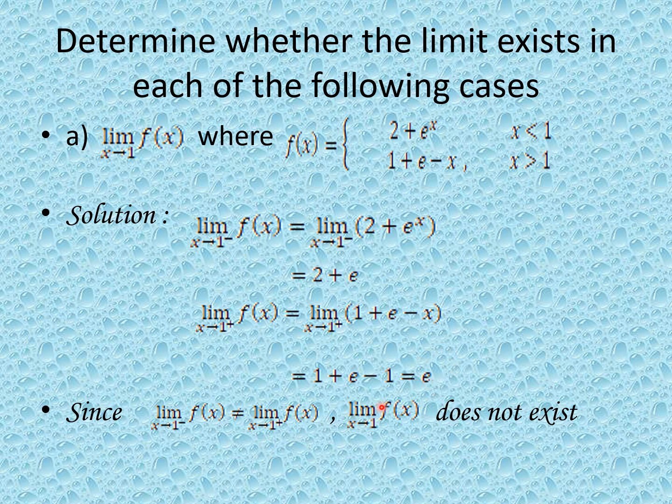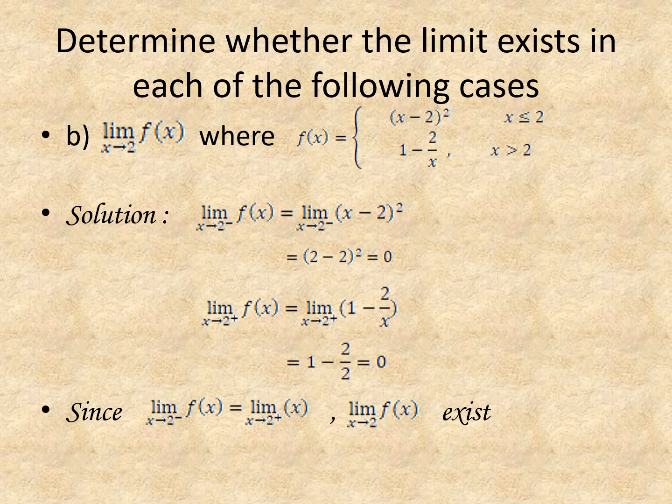So since both results are different, the left-hand limit is not equal to the right-hand limit. When they are not equal, therefore, the limit as x approaches 1 does not exist. Now, before this, we have seen the question where the limit does not exist. And now we are going to see another case where the limit exists.